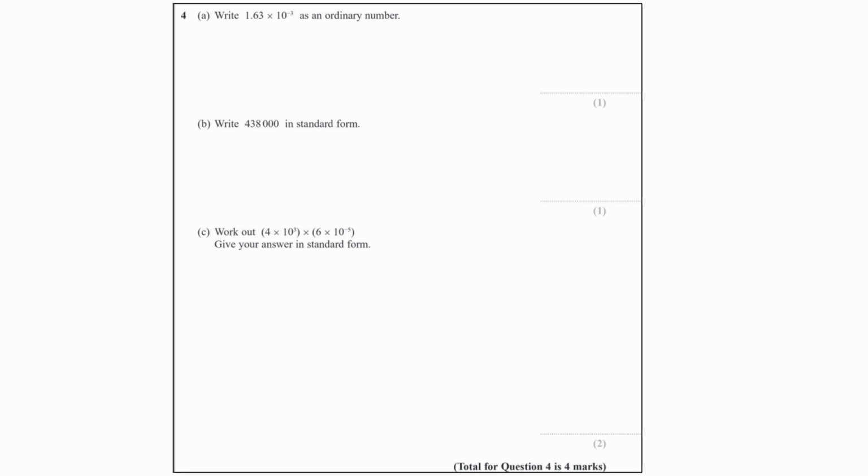So 1.63 times 10 to the minus 3 as an ordinary number. So we're using some standard form here. So this is written in standard form. We want to write this as an ordinary number. So 1.63, that's been divided by 10 3 times. So the 1 has moved 3 spaces to the right. 1, 2, 3. So from here, 1, 2, 3. So 1, 6, 3. 0.00163.